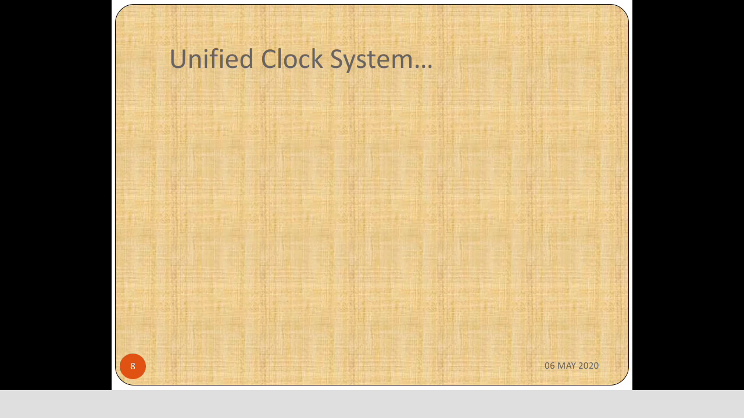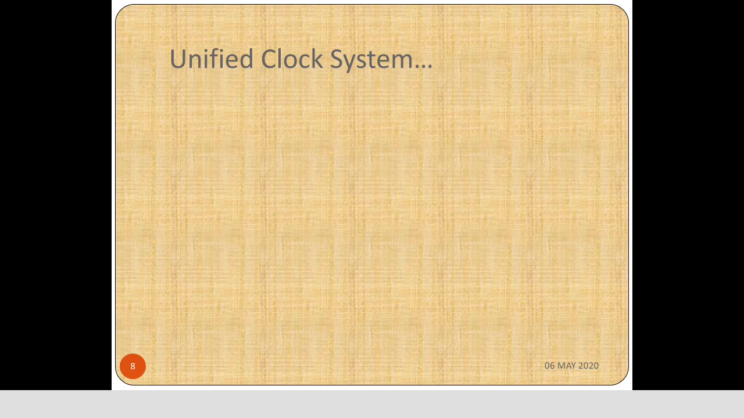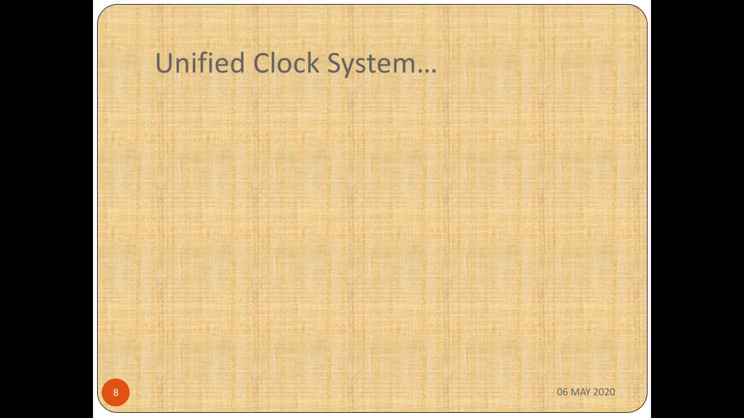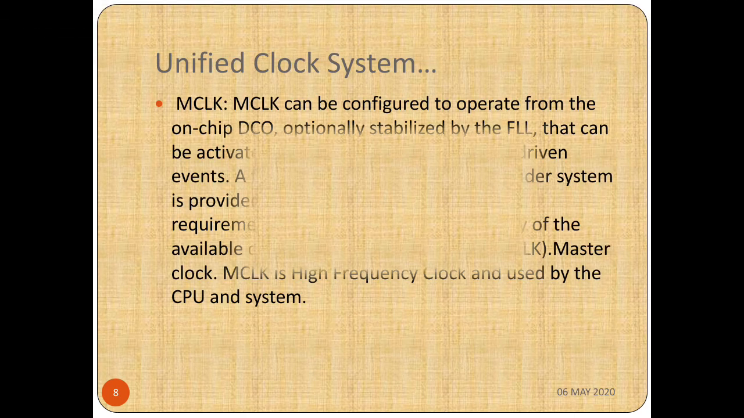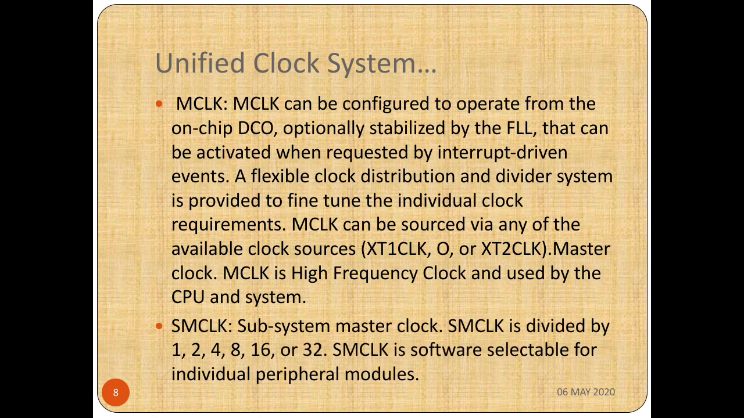Then coming to the subsystem master clock. The subsystem master clock is the one which provides the clock pulse to all peripheral devices, and it also provides a frequency in the range of megahertz up to 24 megahertz. The third is the auxiliary clock. The auxiliary clock provides a lower frequency, that is 32 kilohertz. This frequency is useful for the low operating components that are present in a processor.